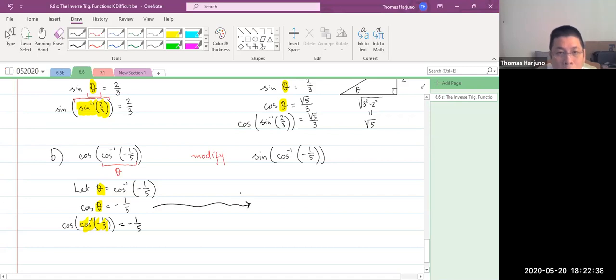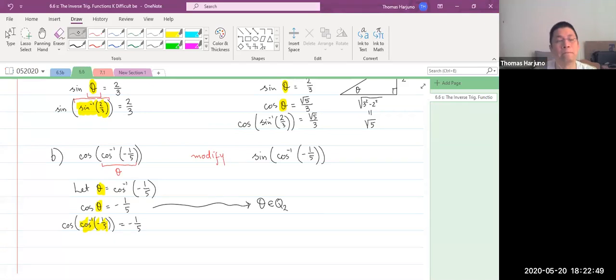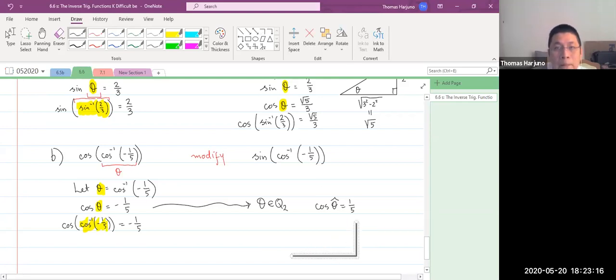So from here, let me just go on. From here, cosine theta is -1/5, it means theta is in quadrant 2, right? Remember that? Let me do the theta hat first. Cosine theta hat, the reference angle, that's how I get the positive part, and therefore I am able to do the right triangle. This is 1, this is 5, square root of 24 here, which is 2 square root of 6.